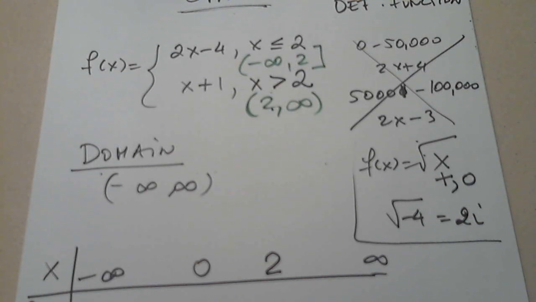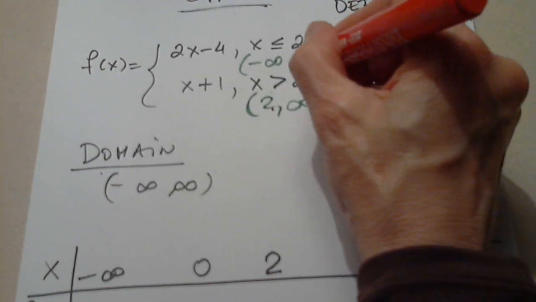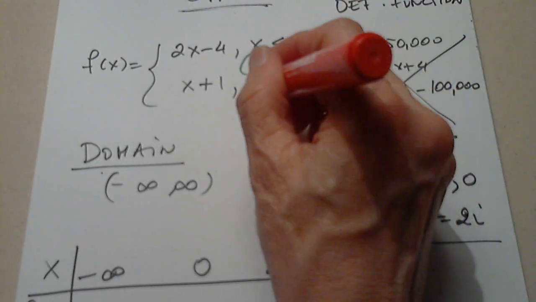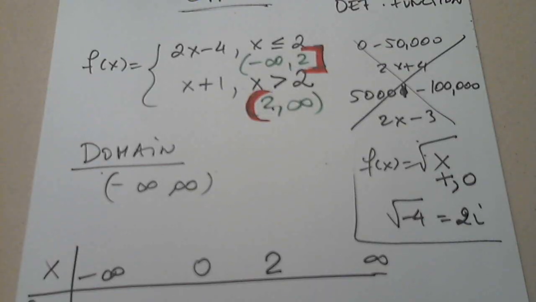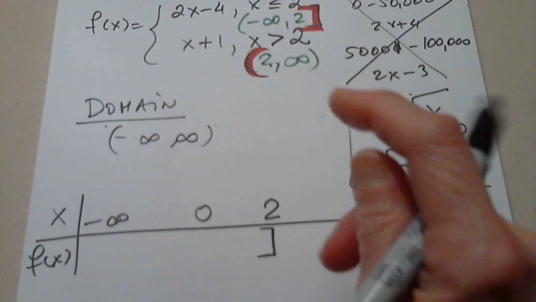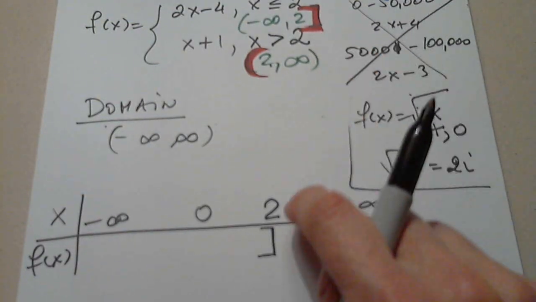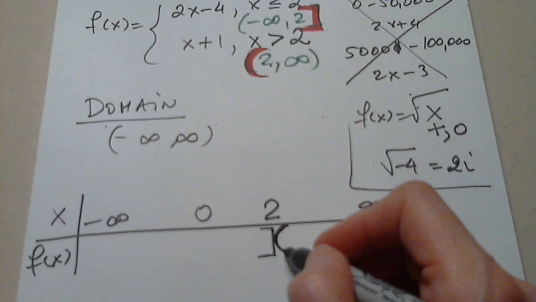There is a bracket to the left of 2, and there is a parenthesis facing right of 2. I will put these symbols touching each other exactly under 2. Not to the left, not to the right, under 2. So I have a bracket facing left and a parenthesis touching the bracket facing right.